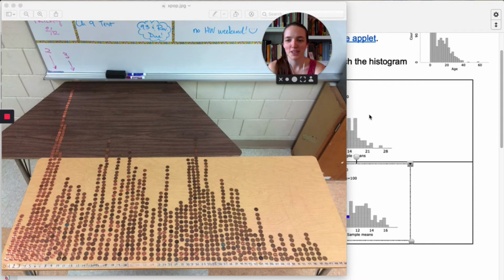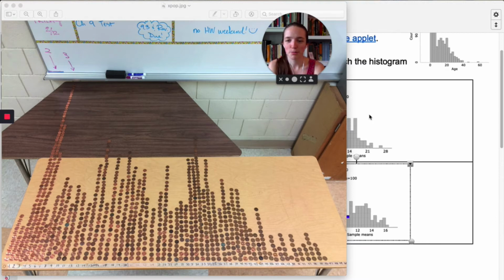So this is the product of doing this activity in person. I had this big bag of pennies, and then people would have to come up and take samples of size 5, and like every student had to do, I think it was 5 or 6, and then everyone had to do 5 or 6 samples of size 10, and then 5 or 6 samples of size 25, which is why it took all day. And then we would take all the pennies and lay them out into the population distribution.